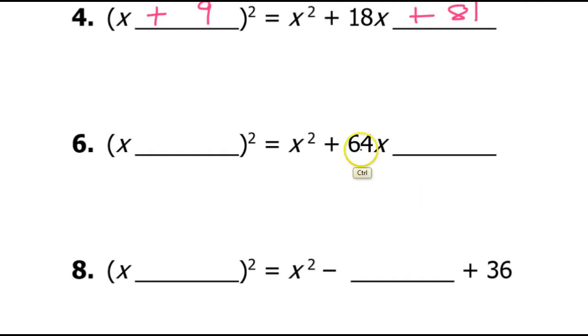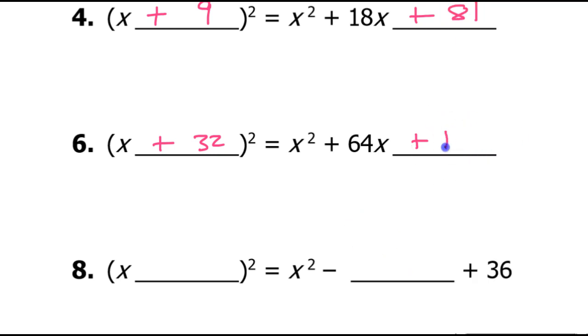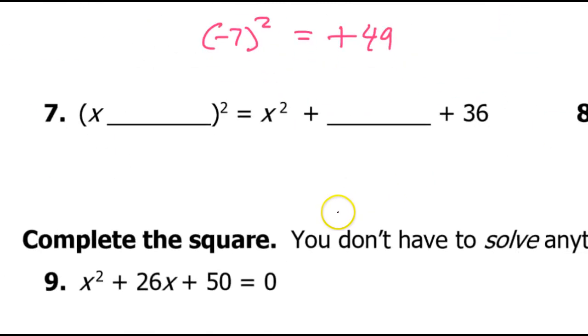Okay? So what is half the middle? Half of this is 32. So I'm going to have plus 32 right here. And then over here, this should be 32 squared. I don't actually know that off the top of my head. Check it out, 32 squared. 1,024. So this should be 1,024.